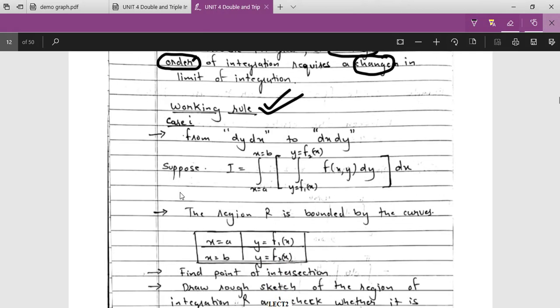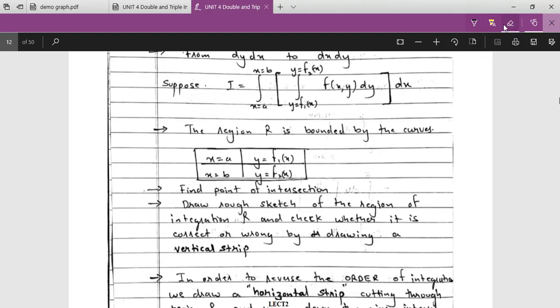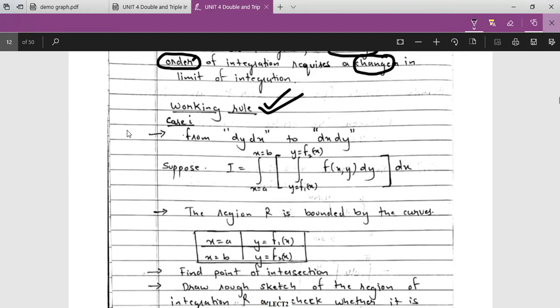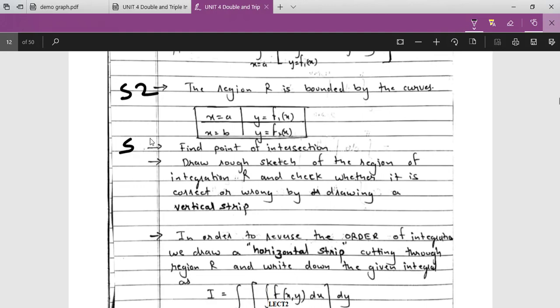Fine. So this is my step 1: let me consider this equation first, and then change the order from dy dx to dx dy, right? This type of integral is given, and you need to convert it to dx dy. Now the next thing is the region R is bounded by the curves. You need to locate the curves, that is x equal to a and x equal to b, and similarly y is equal to f1 of x and y is equal to f2 of x, the lower and upper limits. Then find the point of intersection, right? So this is your step 1, this is your step 2, and this is your step 3.